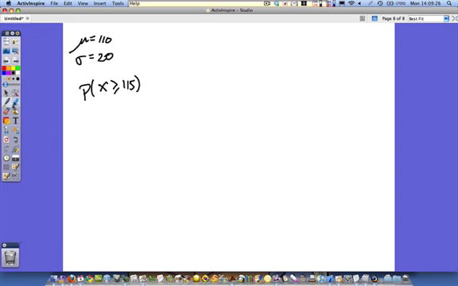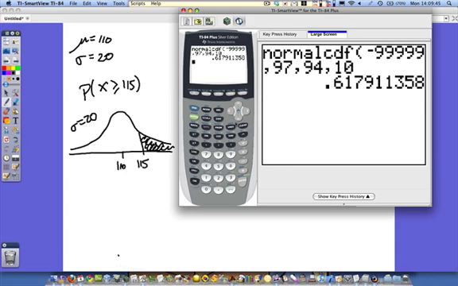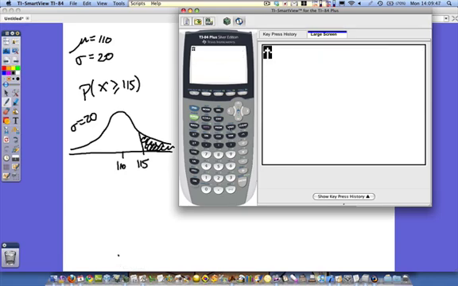Okay, now we'll draw the picture. Here's the picture. The mean is at 110. Sigma is equal to 20. 115 is going to be to the right, and x is greater than that. Okay? So in my calculator, I will do normal CDF.